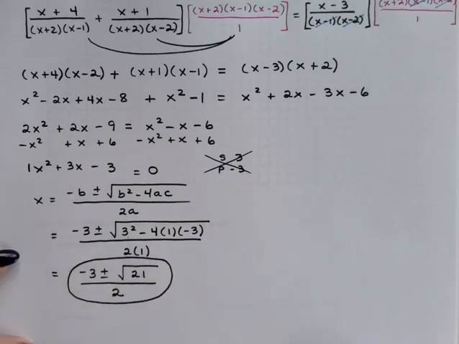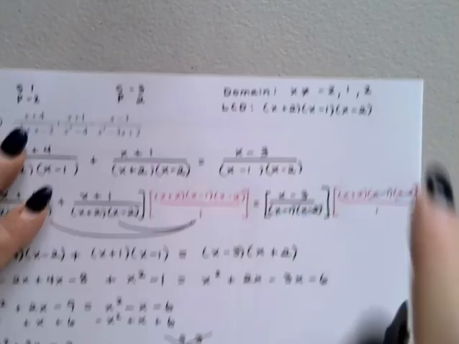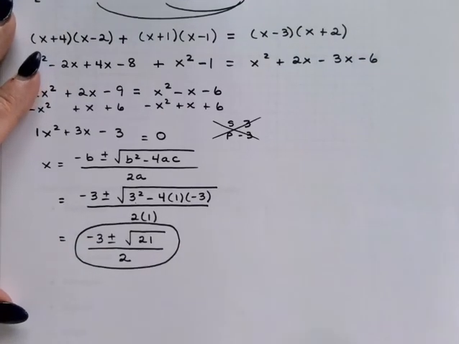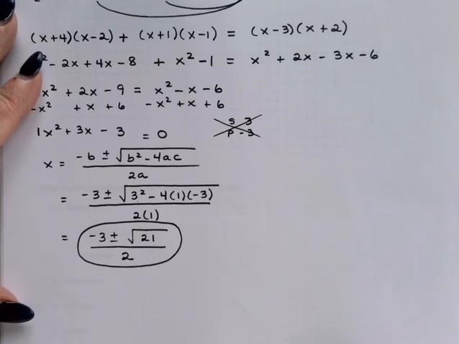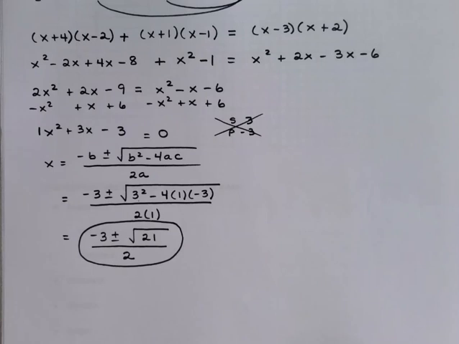They're clearly not the ones that I excluded from the domain. Those were all nice whole numbers. And this certainly isn't. But it's still a real number. I didn't end up with any imaginaries, no negatives under the radical. So these are legitimate solutions to that rational equation. All right, that brings us to the end of 4.3.